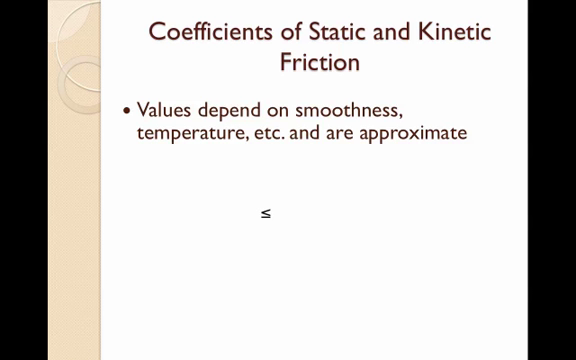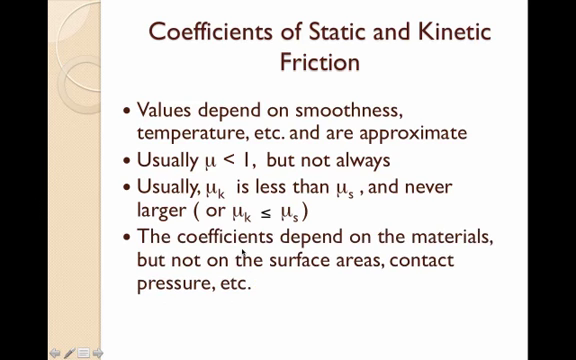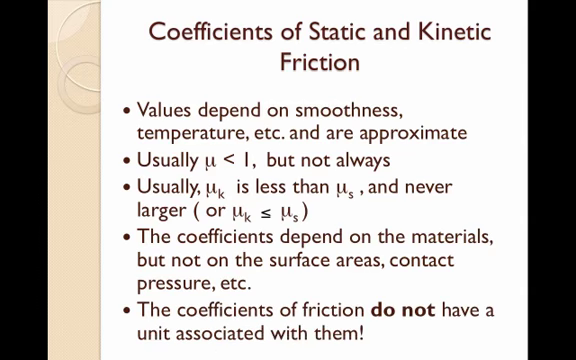So some things about coefficients of static and kinetic friction. Values are going to depend on smoothness, temperature, and are approximate. Usually the coefficient is less than 1, but it's not always. And usually the coefficient of kinetic friction is less than the coefficient of static friction, but it's never going to be larger. So here's an inequality that represents that as well. The coefficients also depend on materials, but not on surface areas, contact pressure, etc. And coefficients of friction do not have a unit associated with it. It's just a specific number, okay?